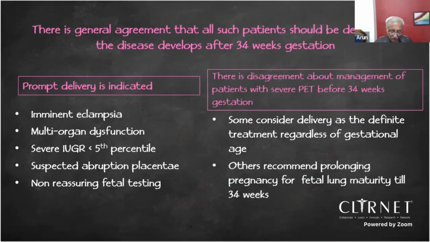There's general agreement that all patients should be delivered if the disease develops after 34 weeks gestation. Prompt delivery is indicated if there's imminent eclampsia, multi-organ dysfunction, severe IUGR less than the 5th percentile, suspected abruptio placentae, or non-reassuring fetal heart rate. We have to deliver immediately. Some consider delivery as definitive treatment regardless of gestational age in severe PIH before 34 weeks. Others recommend prolonging pregnancy for fetal lung maturity till 34 weeks. All right.